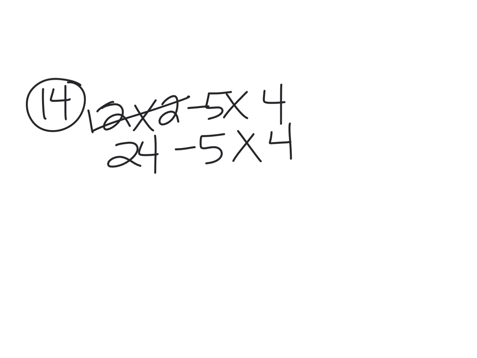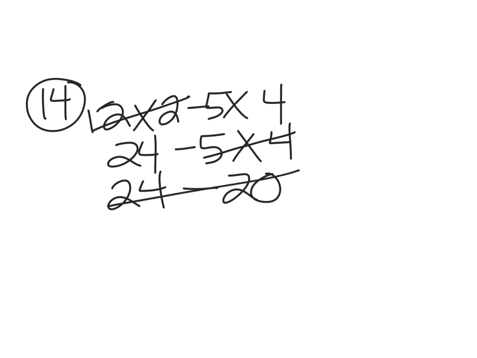The next thing that I'm going to do, I've got subtraction and I've got multiplication. I have to go to the back and take care of that multiplication before I subtract, because I have to take care of all of that before adding or subtracting. Notice where I write the answer down underneath, and then I finish out the problem. 24 minus 20, I don't care if you cross this out or not, but that is going to give you an answer of 4.